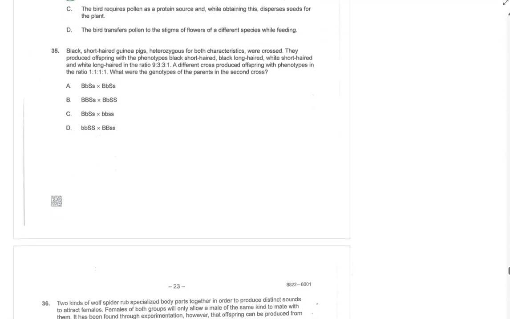Yay, we've got some genetics. So we've got our black short-haired guinea pigs, heterozygous for both characteristics, that were crossed. They produced offspring with phenotype ratio 9:3:3:1. A different cross produced 1:1:1:1. So we know that 1:1:1:1 must be a heterozygous test cross, so the answer must be C.